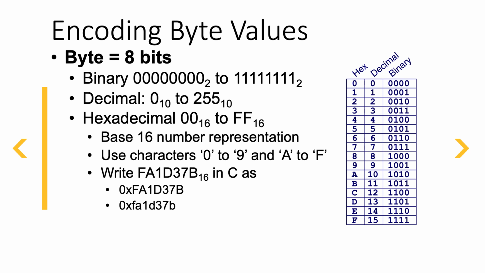Now, another note, when we're using C, if we wanted to write FA1D37B in base 16, if we want to reflect that hexadecimal value in C, we would put a 0x in front of it. That's not a capital O, the letter, that's a 0. So 0, then lowercase x, followed by the digits. That tells the compiler, oh, this is hexadecimal.